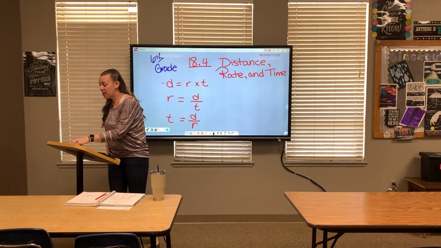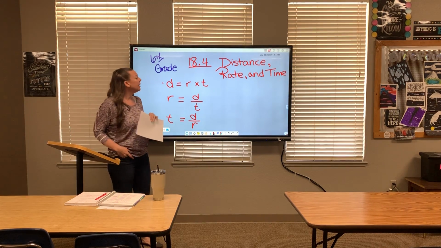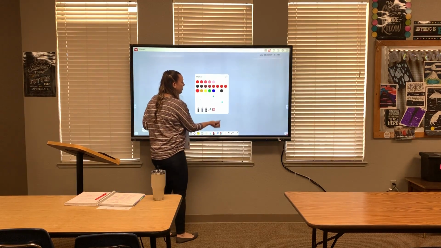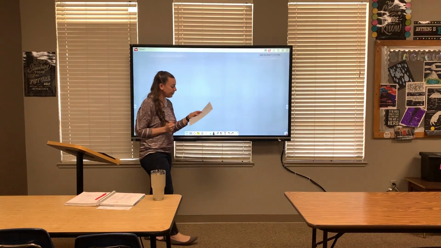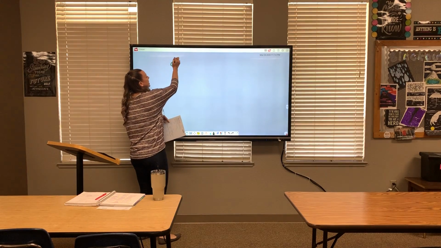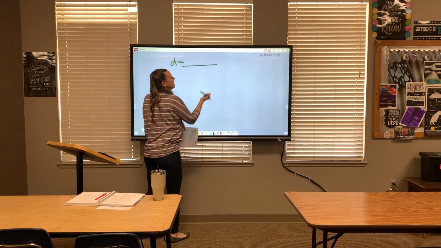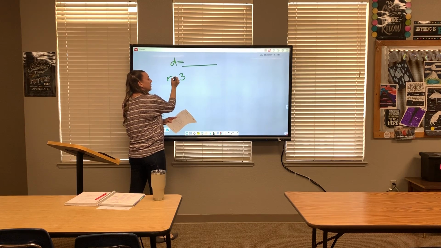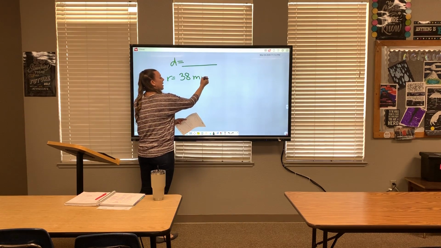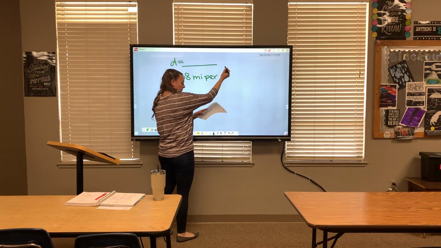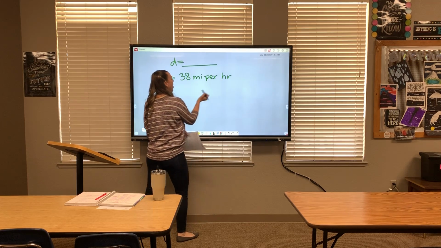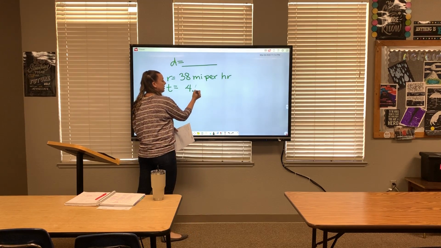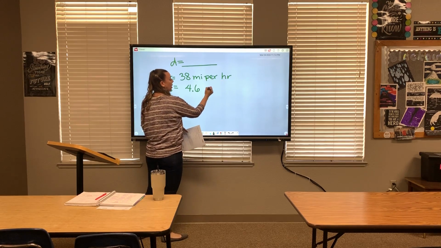So let's go ahead and look at the beginning of 18.4. I'm going to turn the page here. So 18.4, let's say I don't have the distance. That's what I'm looking for. My distance equals a blank. But I know that my rate is 38 miles per hour, and my time is going to have to be in hours because I have miles per hour there.